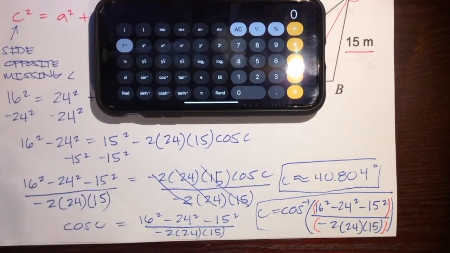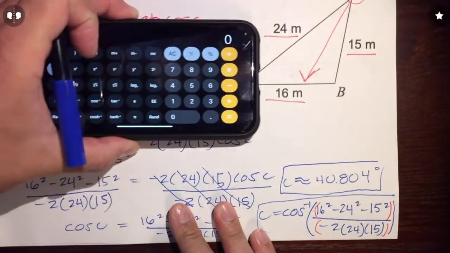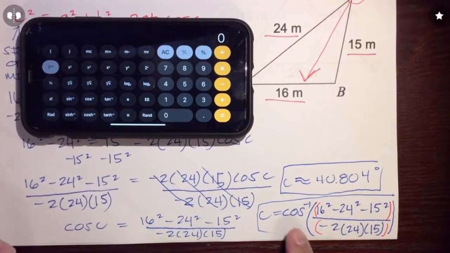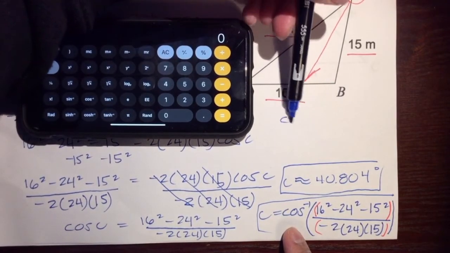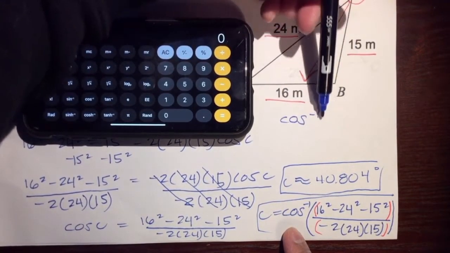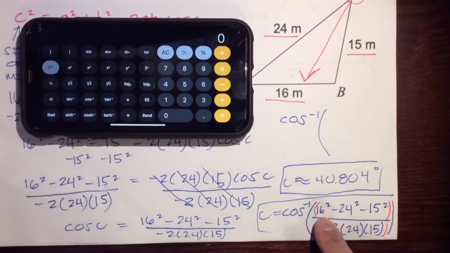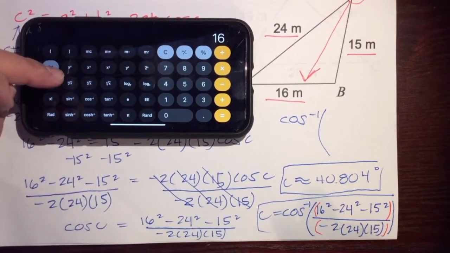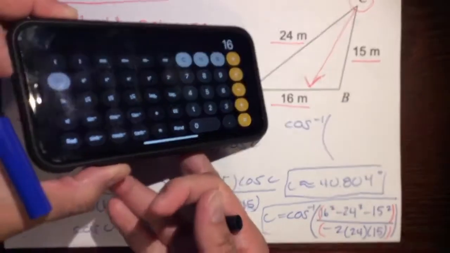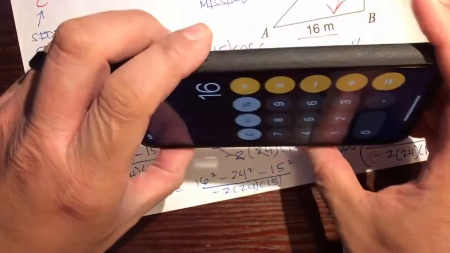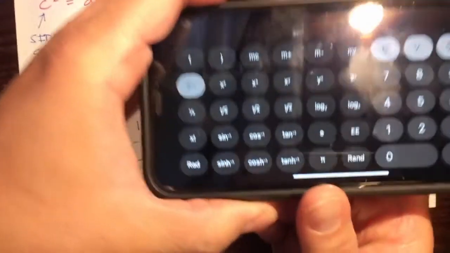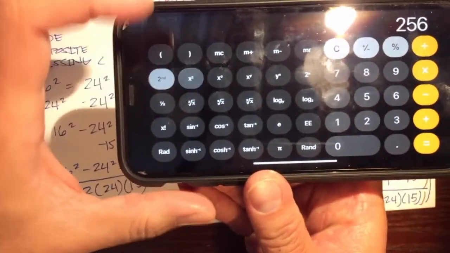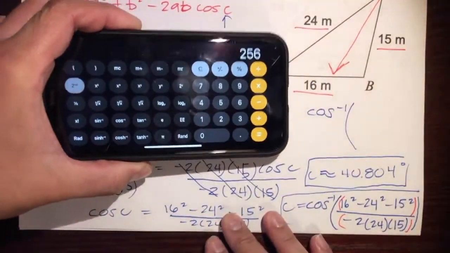So if you don't have a calculator like my yellow one, that's fine. You could still do it. Okay, so we're going to rewrite it as this. Cosine of -1. And then all we're going to do is use our calculator and type 16 squared. Find that x to the second power button. Okay, so it's right here. Or if you already memorized it, it's 256.